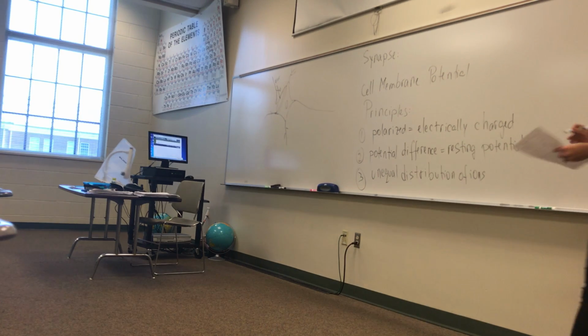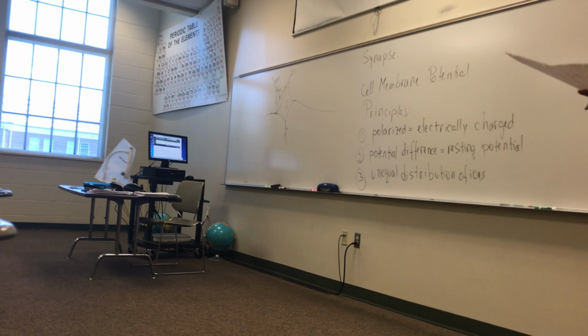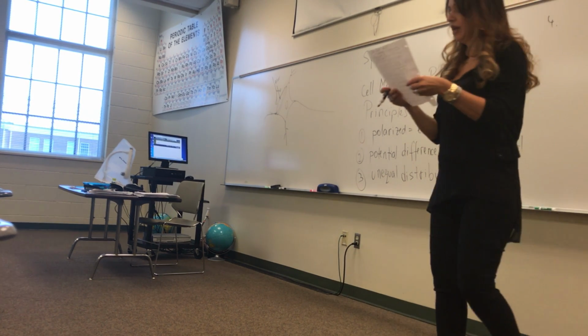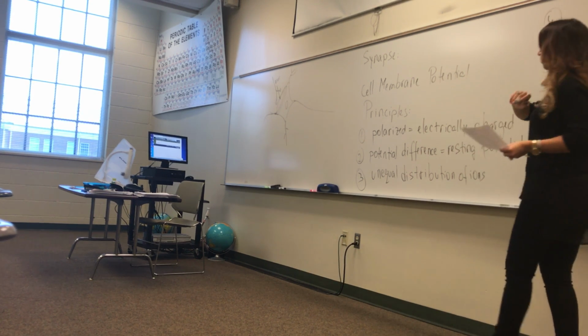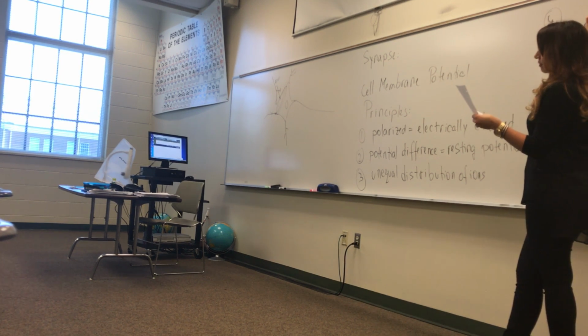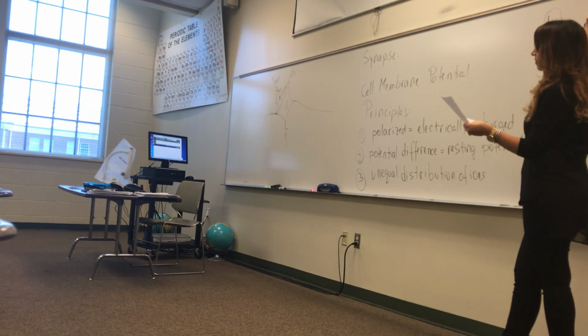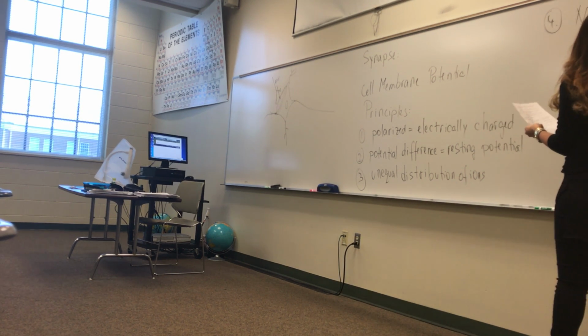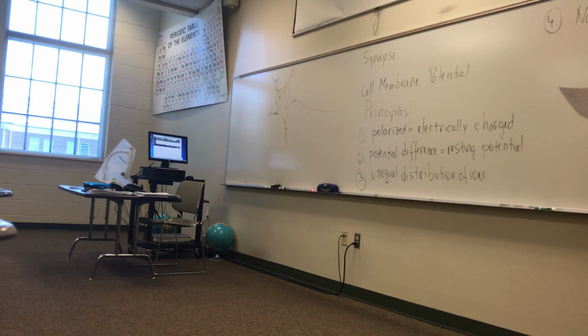Okay, so unequal distribution of ions on the inside and outside of the cell membrane. Number four, the unequal distribution of ions is caused by, remember what this is? It's caused by the sodium-potassium pump. Okay, so the unequal distribution of ions is caused by the sodium-potassium pump.